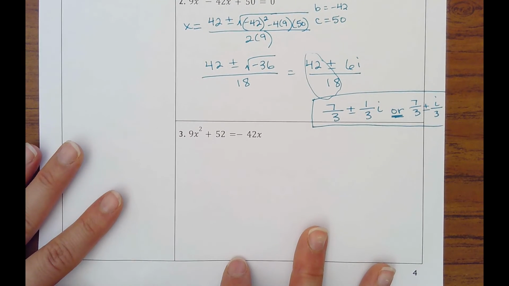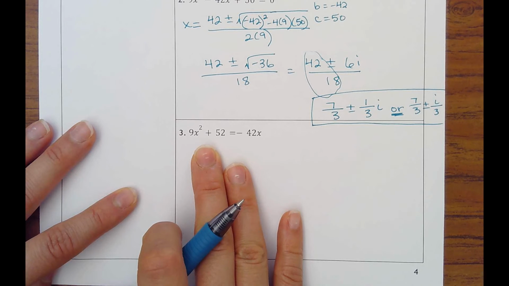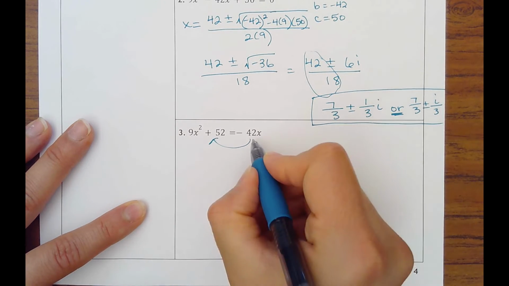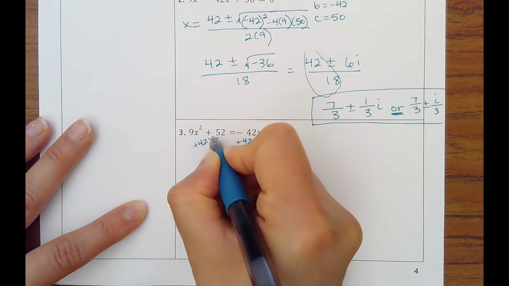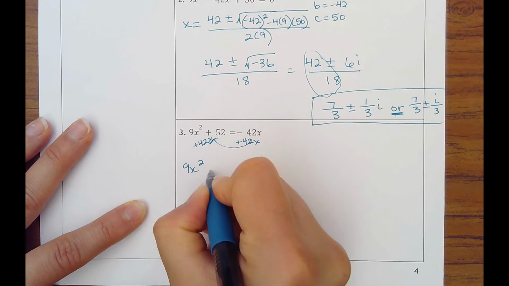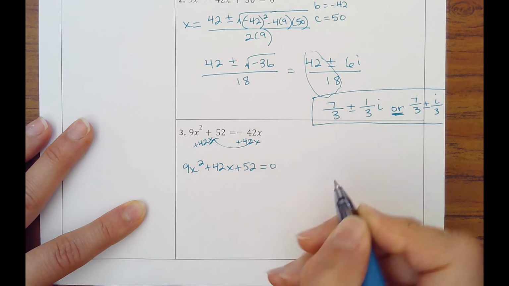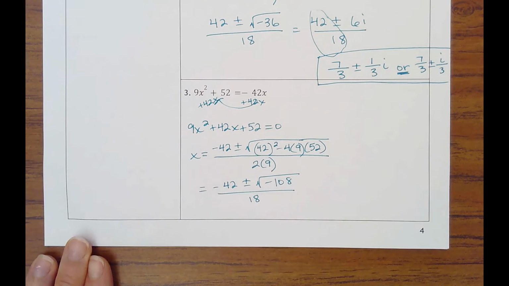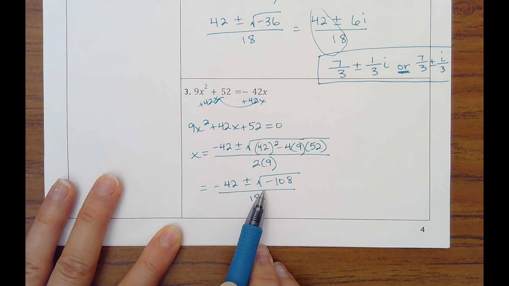All right, number 3, I need to point out that before we can do quadratic formula or any kind of factoring, we have to have quadratics set equal to 0. So I would need to move this term in here by adding 42x. So I'd get 9x squared plus 42x plus 52 is equal to 0. And then I'll let you set up quadratic formula again. You should get down to negative 42 plus or minus the square root of negative 108 all over 18.